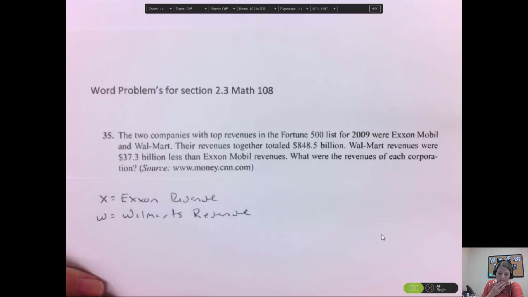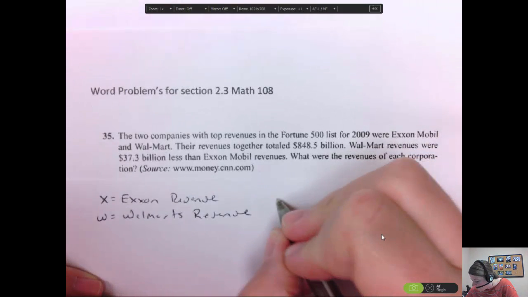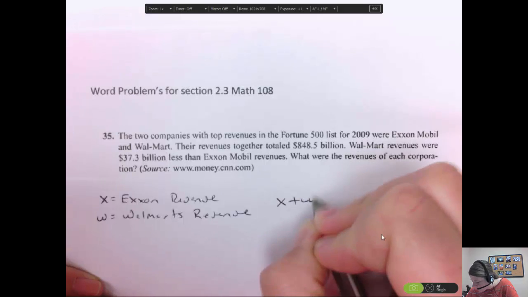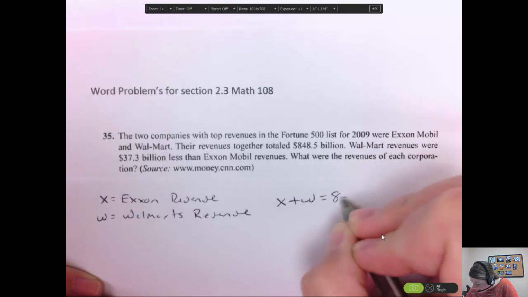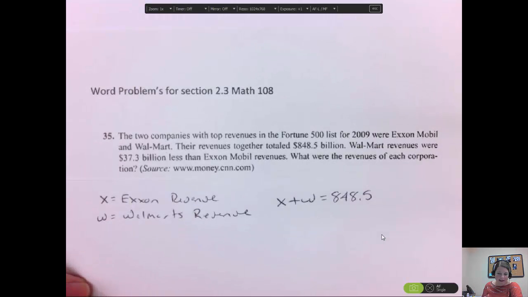So I would start with, well, I know that the two revenues have to add up to 848.5 billion. So using our letters we just formed, that'd be X plus W has to equal 848.5. We know that those together equal that. The other thing that we know is that Walmart's revenues were this 37.3 billion less than ExxonMobil's revenue.